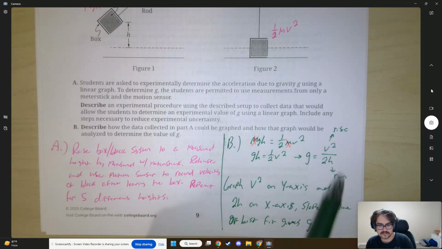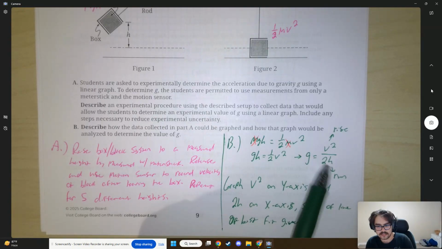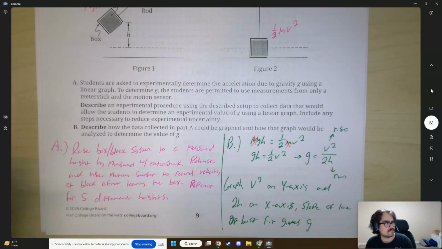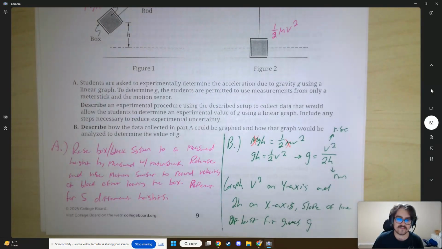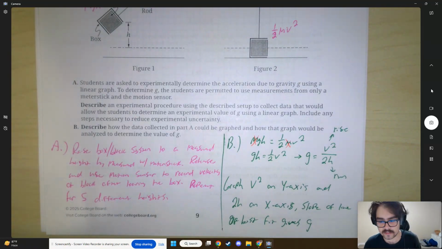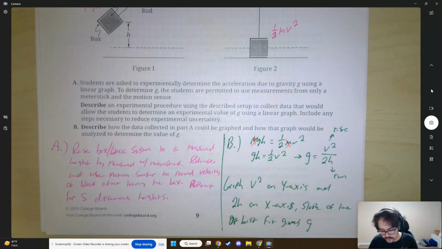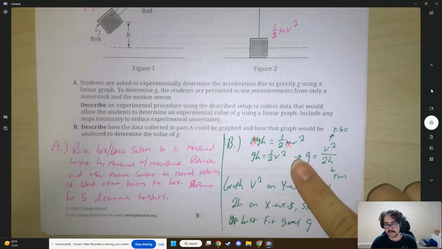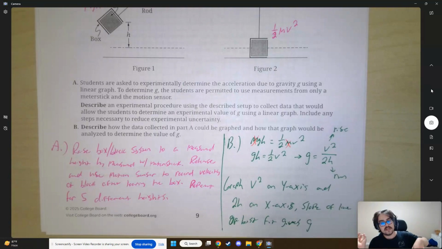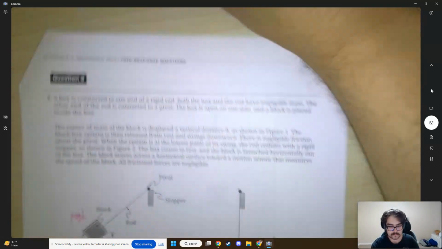I think what you can actually do is move the 2 over, and it should give you about the same thing, because you can scale it by some value and it still works. If I remember correctly, it should be. So you can actually do this as well. You can move the 2 to the other side, and this becomes 2g equals v squared over h, and then you can say graph v squared on y-axis, h on x-axis, slope of the line divided by 2 gives you g. Okay. That's one way to do it.